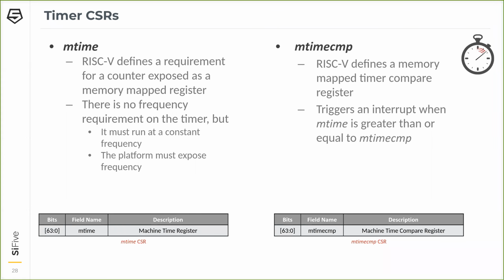There's also the mtime compare register, and this is the register that you would use to generate a timer interrupt. So you can write a value into the mtime compare register, and the machine should trigger an interrupt if the value of mtime is greater than or equal to mtime compare.